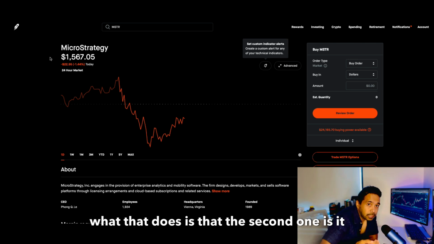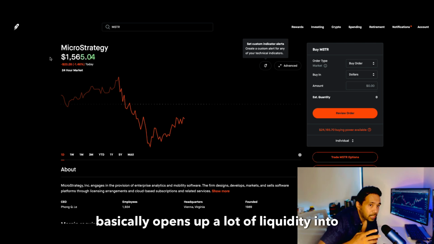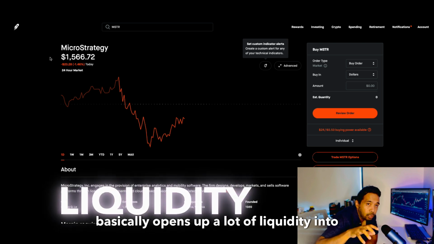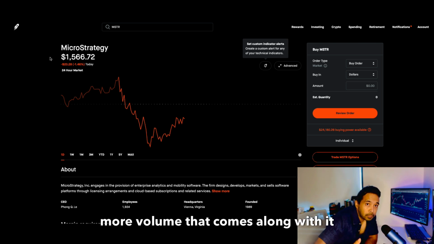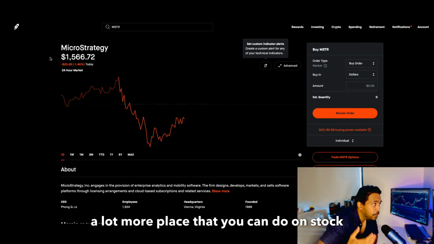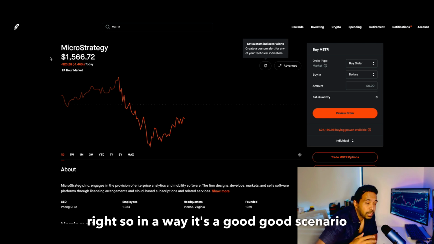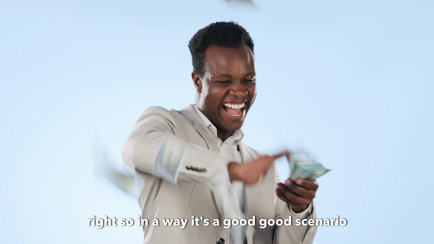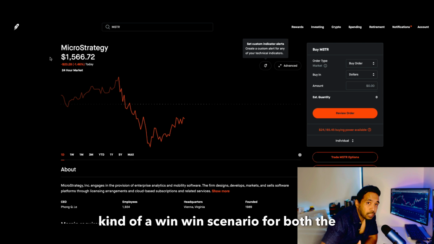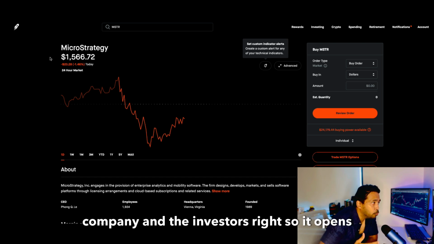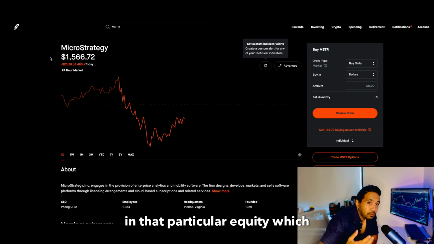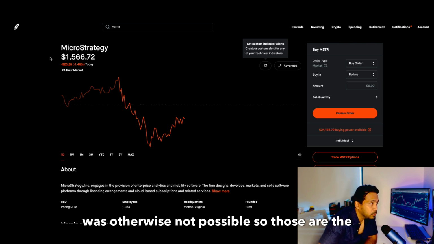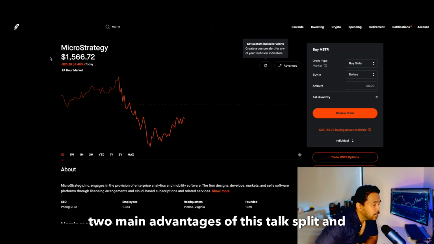And the second one is that it basically opens up a lot of liquidity in that particular equity. With the liquidity, there's a lot more volume that comes along with it, and a lot more trading that you can do on a stock. So in a way, it's a win-win scenario for both the company and the investors. It opens up a lot of opportunities in that particular equity which were otherwise not possible. So those are the two main advantages of a stock split.